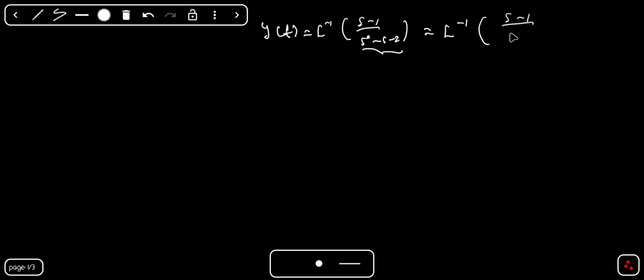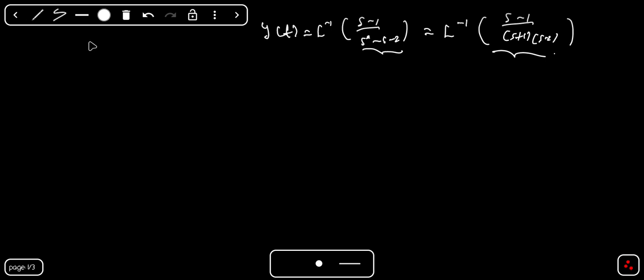So we have y of t is equal to the inverse Laplace of s minus 1 over s raised to the power of 2 minus s minus 2. Now the next thing I'm going to do is to factorize this denominator. Let's check. I think it can be factorized. Yeah. So we factorize s raised to the power of 2 minus s minus 2. That should give us s plus 1 multiplied by s minus 2. So this will be equal to the inverse Laplace of s minus 1 over s plus 1 multiplied by s minus 2. So the next thing we are going to do is to decompose this into partial fractions.